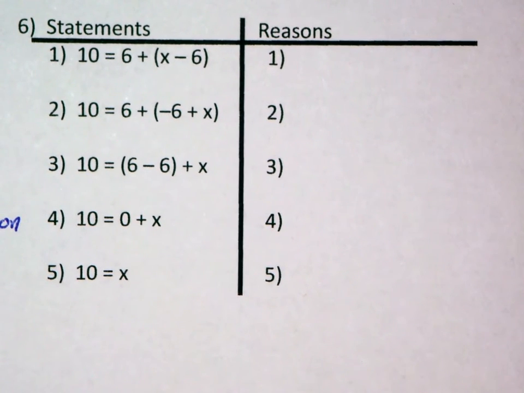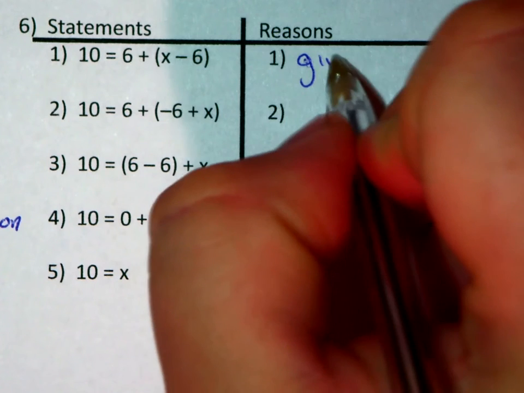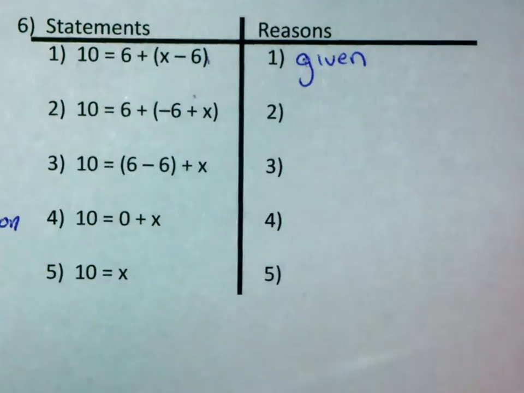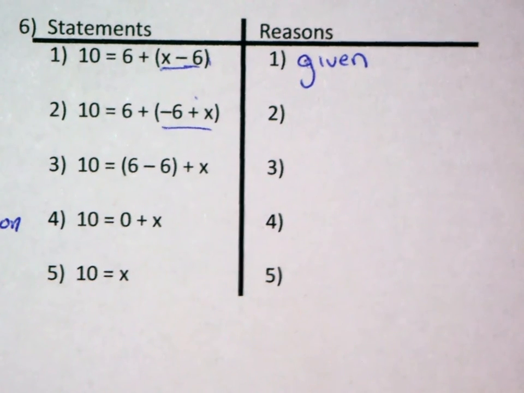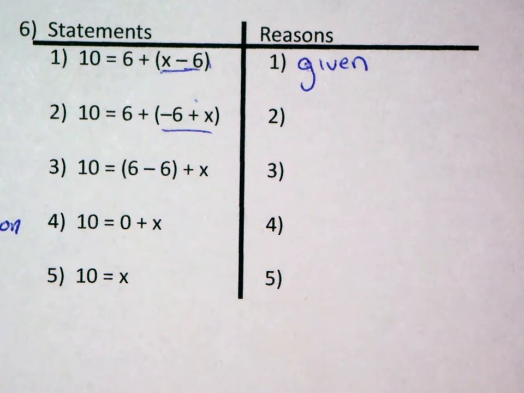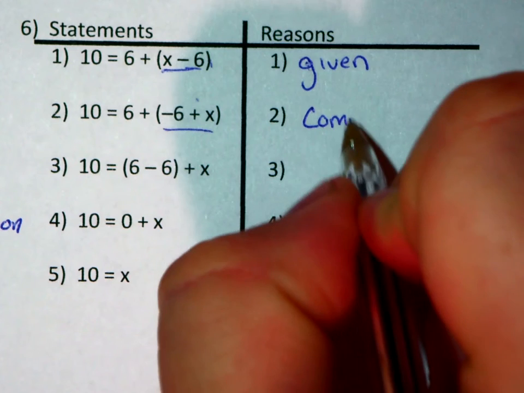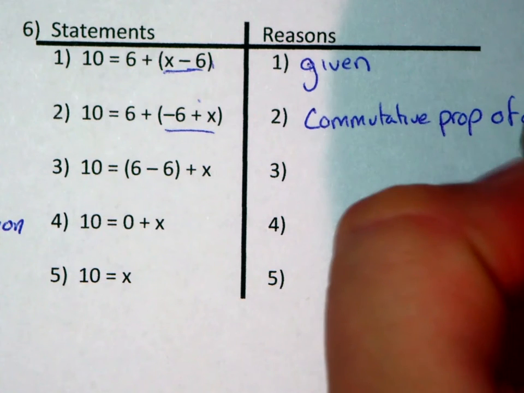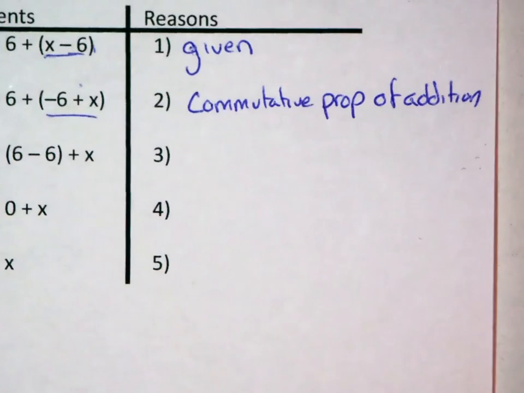Number 6. Now, you don't have anything for number 1 for our first reason, and so we need to identify it. Again, I told you the first reason is always going to be given. And so now we can look and see what our change is between step 1 and step 2. And the only thing that changed was the order of the two numbers in parentheses. Nothing crossed in or out of the parentheses. So it's not the associative property, but rather the commutative property of addition. And I realize that goes off the screen, but there it is, commutative property of addition.